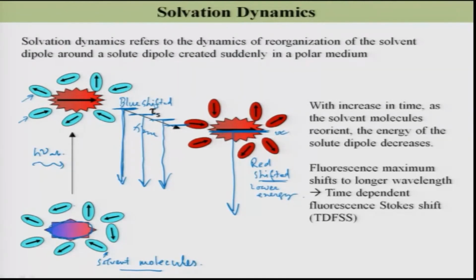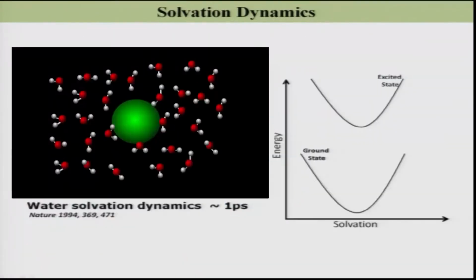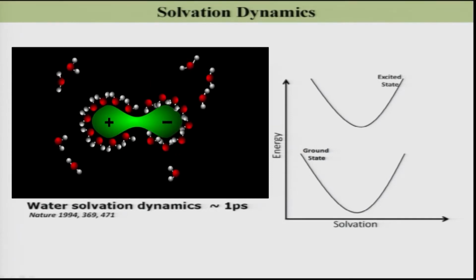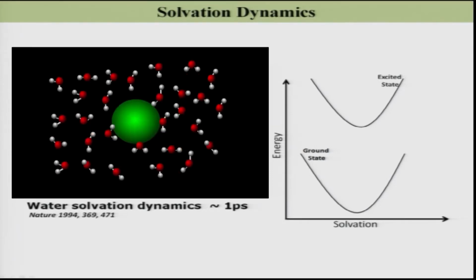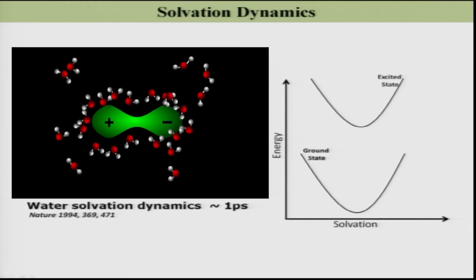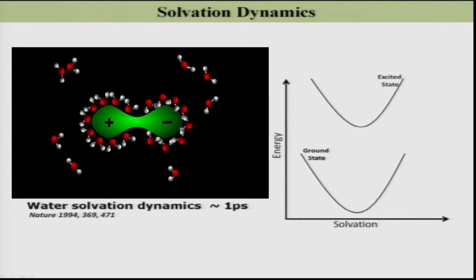Just to show you this, I have one small video over here. Let us say this is your solute molecule, and after the photoexcitation, that dipole has been created instantaneously. Now you see that the orientation of the solvent molecules is random, but when the dipole has been created, as you can see over here, these solvent molecules reorient themselves to stabilize the species.